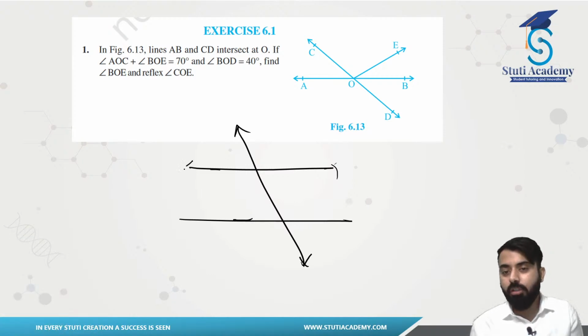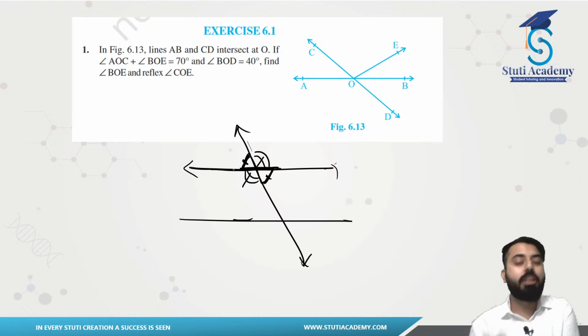So if I just talk about this one, this is our intersecting line. Whenever you had something like an X, you see the angles which were facing away from each other, opposite to each other, those angles will be equal. So this angle right here will be same as this one. Similarly, this angle right here will be same as this one. So these kind of angles were what? They were your vertically opposite angles.